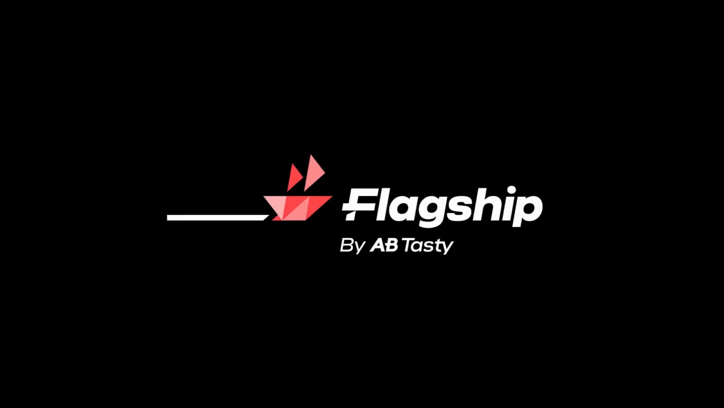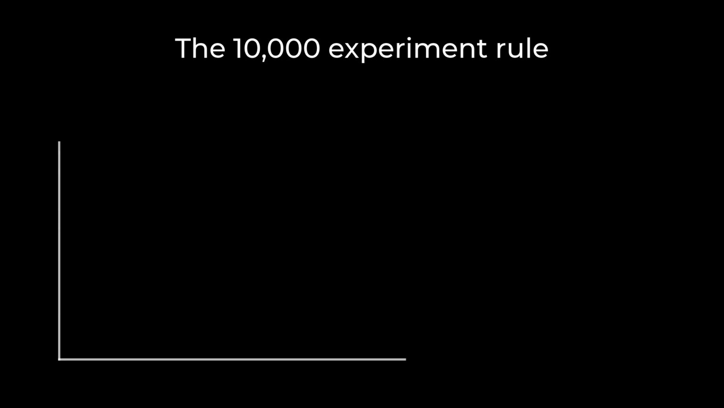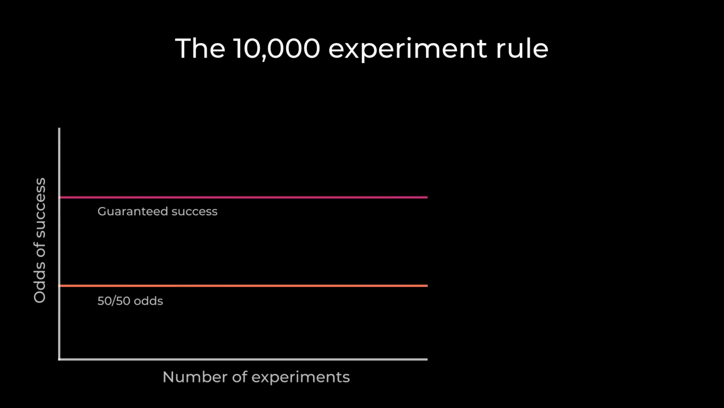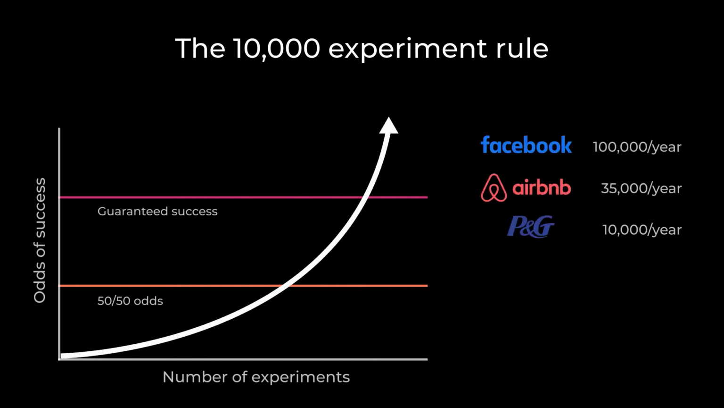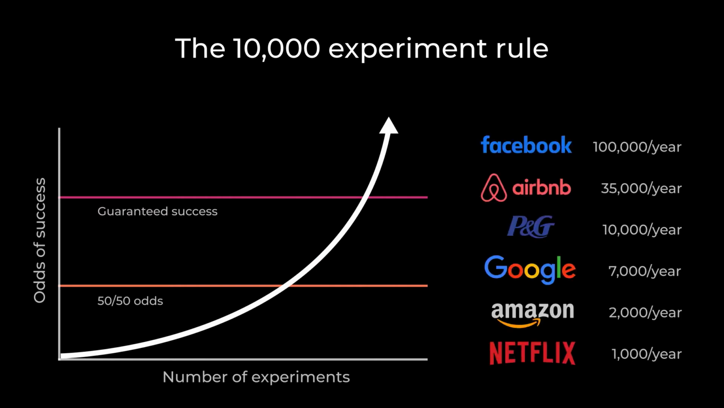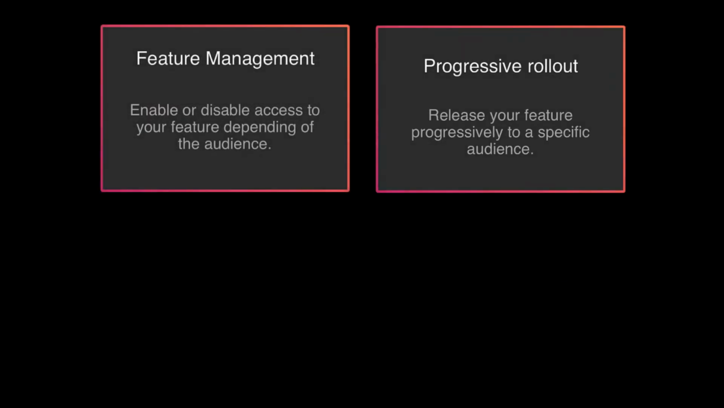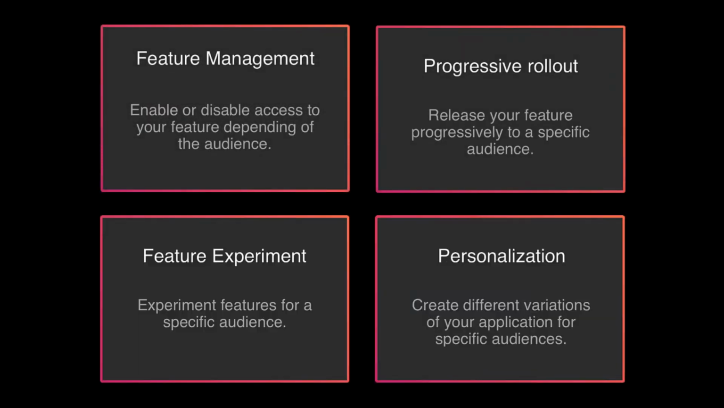Flagship by AB Tasty delivers product optimization capabilities that enable companies to deliver an Amazon-like experience. In practice, that means being able to experiment at scale, experimenting, personalizing, managing features, and deploying thousands of times per year to meet ever-growing customer expectations. In the Flagship product, you can see we deliver quick access to these 4 use cases.